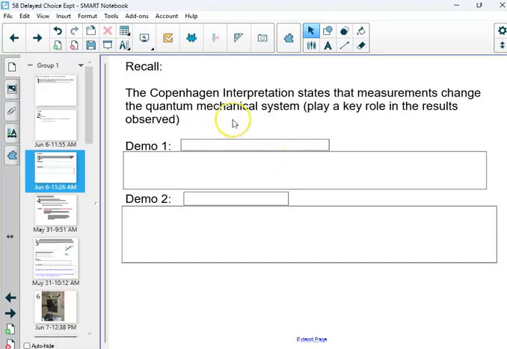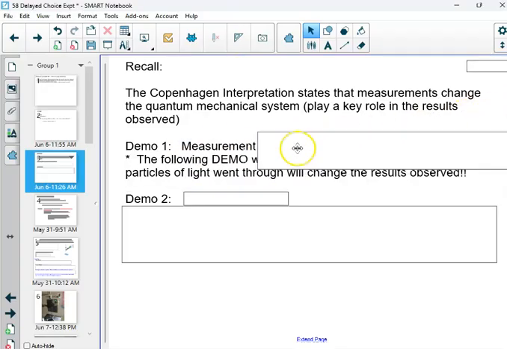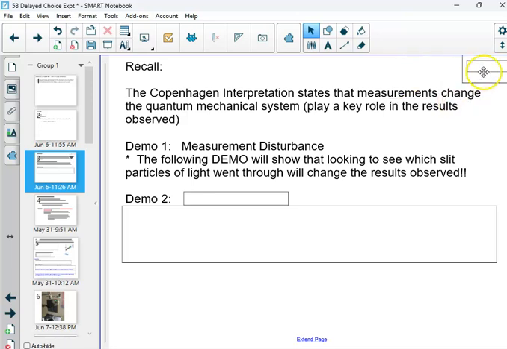So the Copenhagen interpretation we talked about states that the measurement of a quantum system can play a key role in observations and what's seen. So, the measurement disturbance, right? The following demo will show that looking to see which slit particles of light went through will change the observation or the results observed. I can actually demonstrate this in a class.